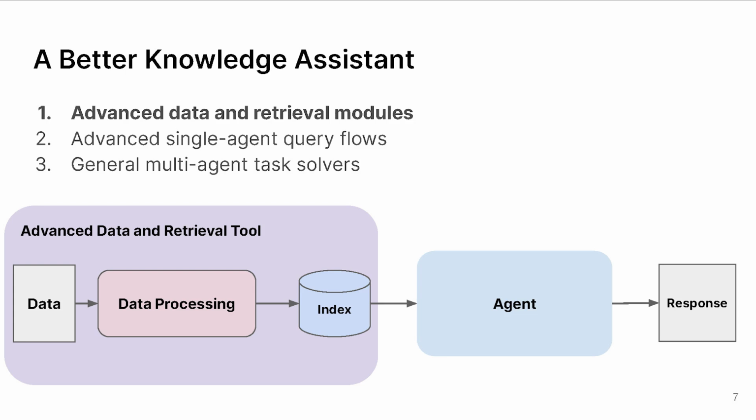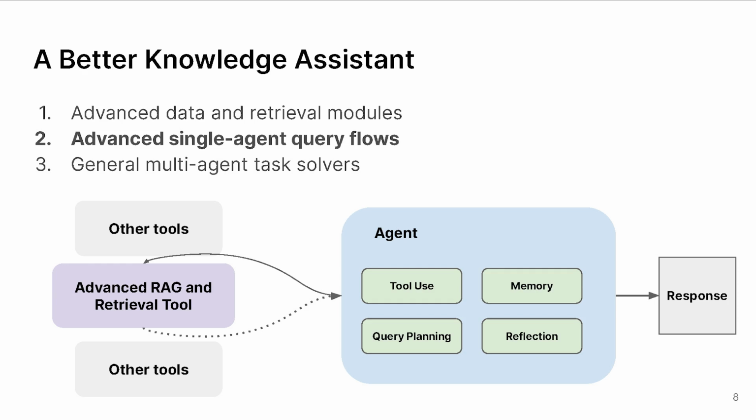There are three main parts to building a better knowledge assistant. The first is, before you think about all the fancy agent stuff that you see out there, just having really good data processing and retrieval modules. Having that as a core building block before you tackle the other ones is a good recipe to make sure that your data interfaces and your data quality itself are good, which minimizes hallucinations down the road.